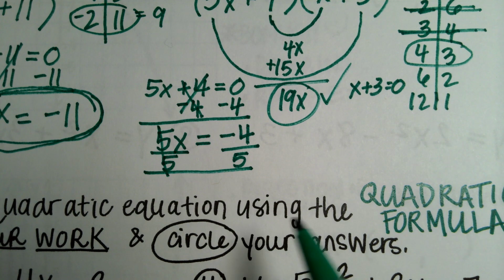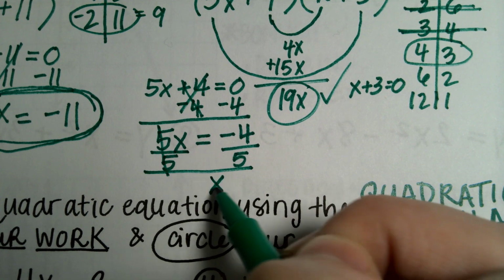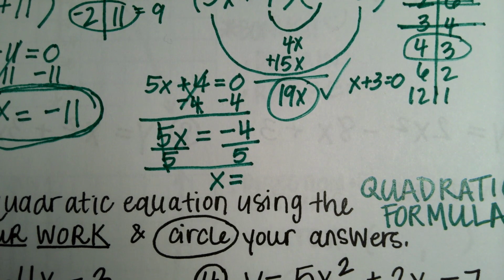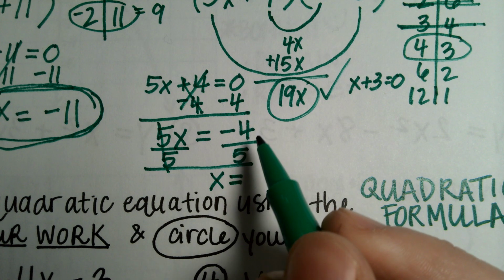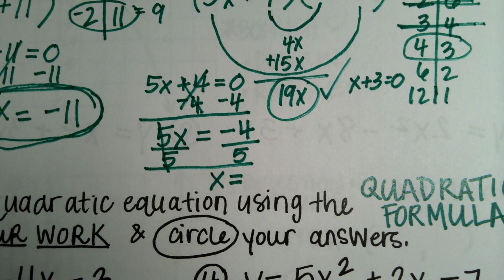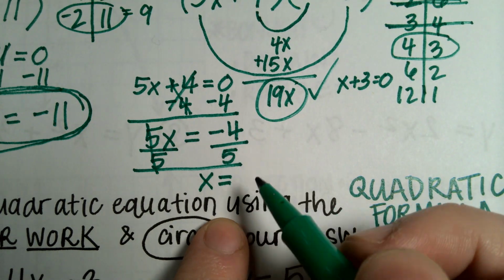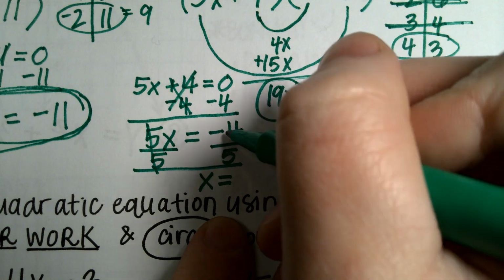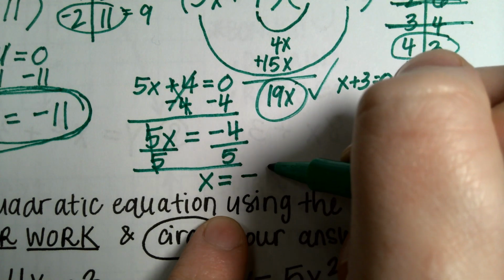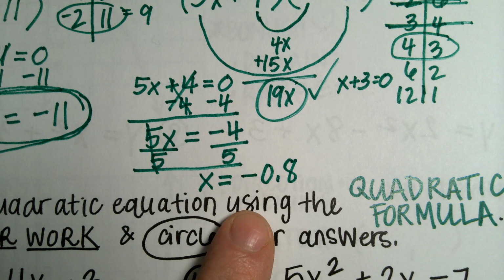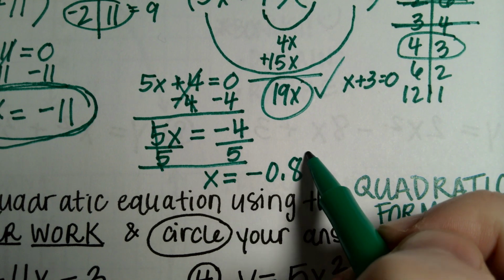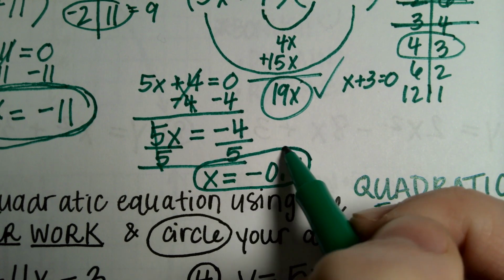Cancel my 5s. And I'll be left with x equals what? Negative 0.8. Yeah, you could divide in your calculator. Negative 4 divided by 5 is negative 0.8. Or you could leave it as that fraction. I'll take either answer. You could keep it as negative 4/5, or you could divide and get negative 0.8. Either one is correct. There's our first x.